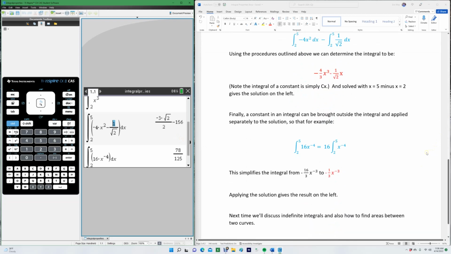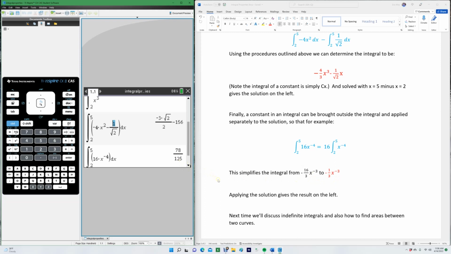Okay, one more. Let's take the integral from 2 to 5 of 16x to the negative 4. Here, a constant can be brought outside the integral and simply multiplied by the result. And this allows us to have an easier integral. For example, here, the integral of x to the negative 4 is negative 1/3 x to the negative 3. If we had the 16 as part of it, the integral would be negative 16 thirds times x to the negative 3. So, applying the solution gives the result on the left, 78 over 125.